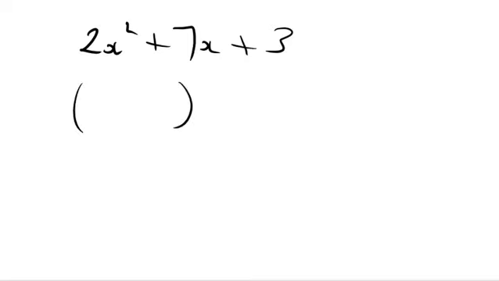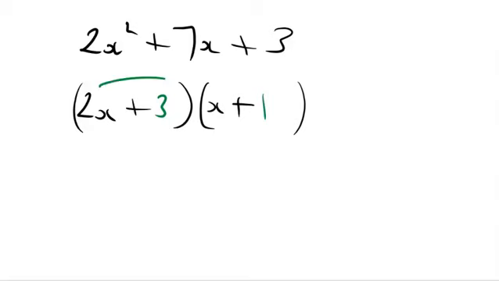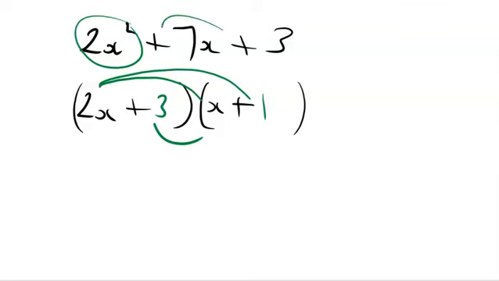So, two brackets, to make 2x squared, no choice, 2x times x. The signs are all plus. And to make 3, either 1 times 3 or 3 times 1. Which one works? Just check and see. Here, 2x times x, that's fine. 2x times 1 is 2x. 3 times x is 3x. Together makes 5x. That's no good. It's not going to work.